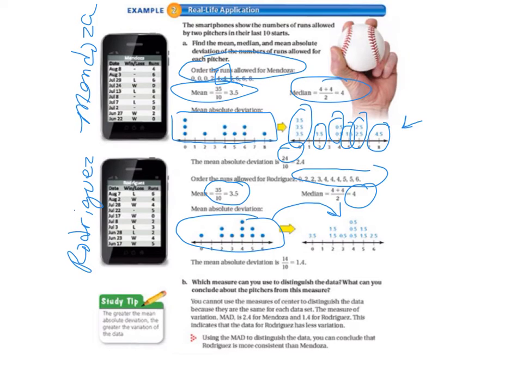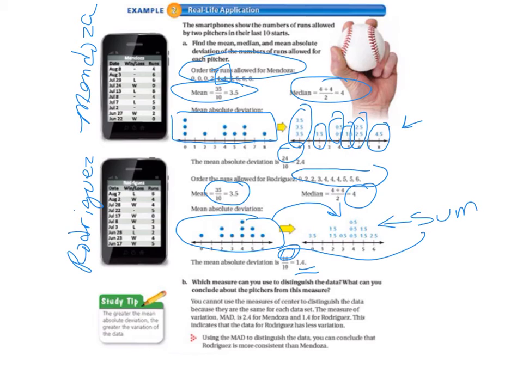and you then add up all of these numbers. So the sum of these gives you the top of your fraction down here, which is 14, and then 14 divided by the number of numbers there are equals 1.4. So 14 divided by 10 is 1.4.